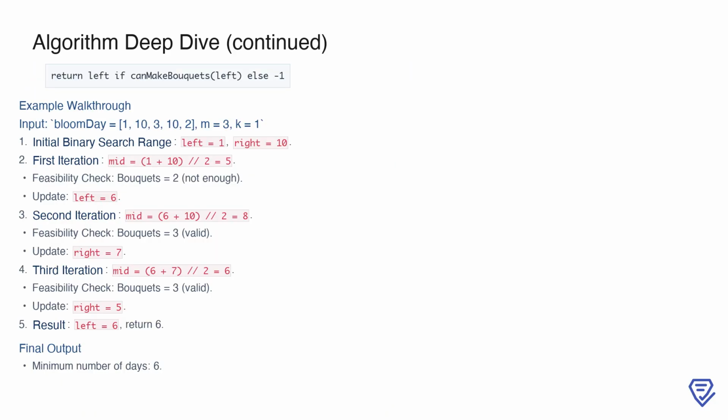The final step in the algorithm is to return the result of the binary search. If the left boundary of the search range satisfies the feasibility condition, it represents the minimum number of days required to form the bouquets. Otherwise, we return -1, indicating that it's impossible to meet the requirements.